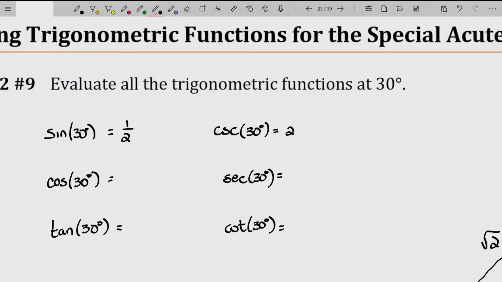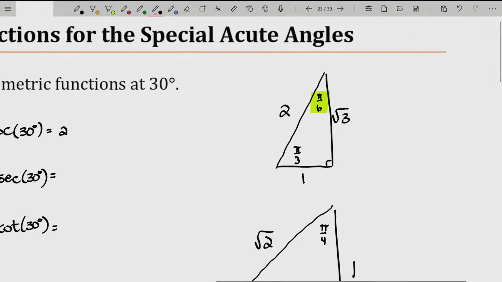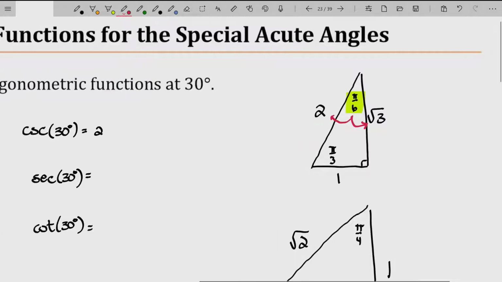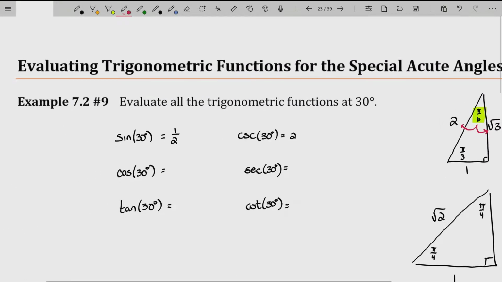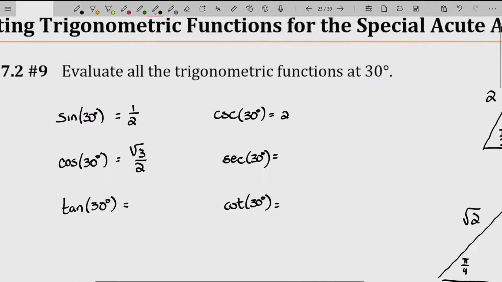And now we'll go ahead and go to the cosine of 30 degrees. Cosine is going to be adjacent over hypotenuse, which is root 3 over 2 there. So let's go ahead and fill that in. Root 3, write that down, over 2. And then the secant of 30 degrees, well, that's going to be the reciprocal. That's 2 over root 3. And as I said previously, I don't bother rationalizing denominators.